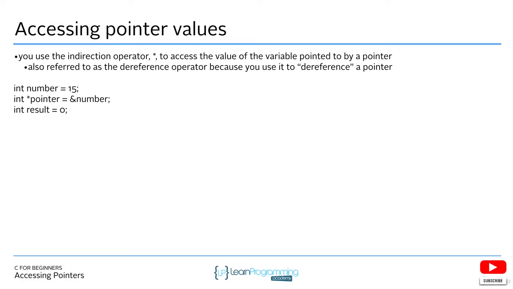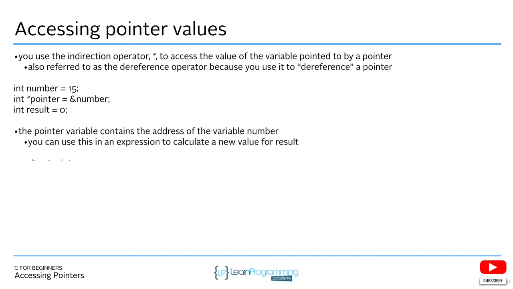So for example, if you have a number equal to 15, you declare a pointer of type int, pointing to an int, and you assign it the address of number using the ampersand. Now how do you get the value of what the pointer is pointing to? You can dereference it. The value that the pointer is pointing to is 15, because it's pointing to the address of number, which is 15. So the pointer variable contains the address of the variable number.